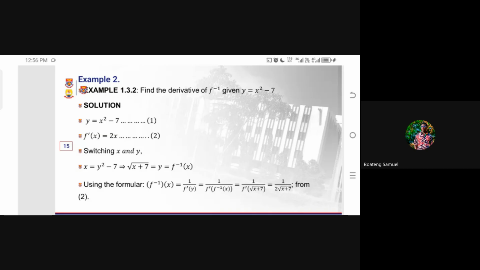So now what is y inverse prime? That is the derivative of the inverse. What are we getting? 1 over 2 root x plus 7. Exactly. Very good. So it is just stepwise.